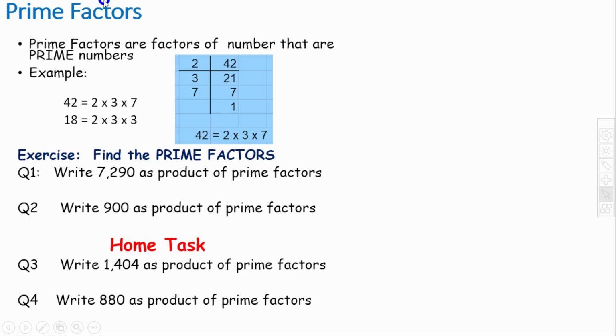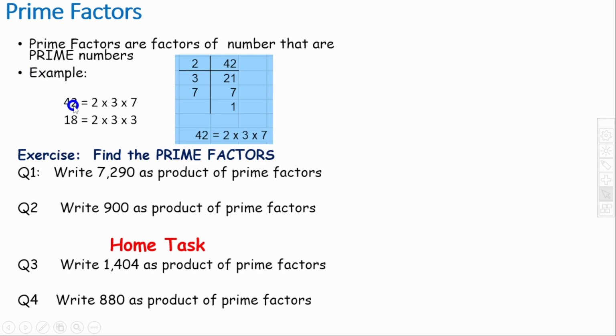Now let's go to the next one, which is the prime factors. We understand what factors are already, and we understand what prime numbers are. We understand prime numbers and we understand factors. Now we want prime factors. Prime factors are factors of a number that are prime.